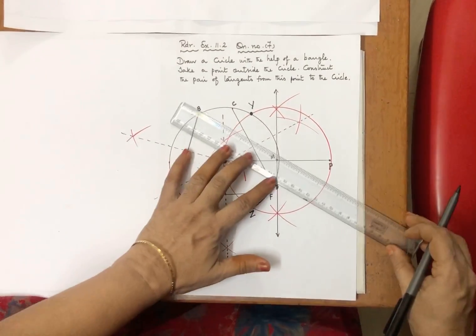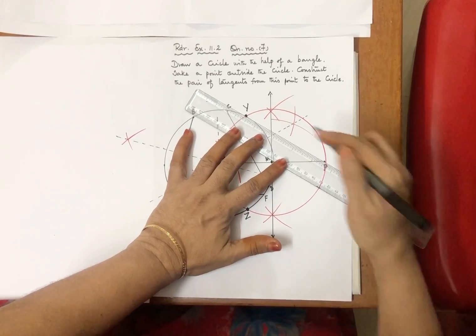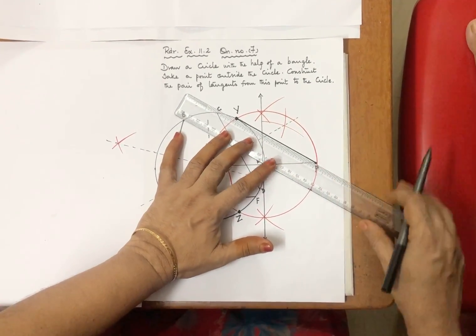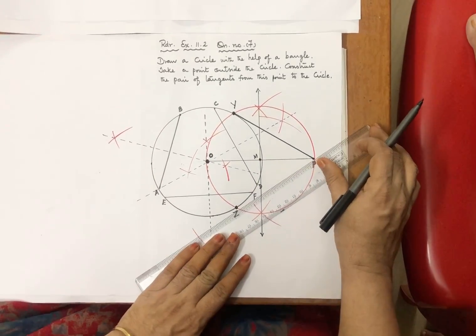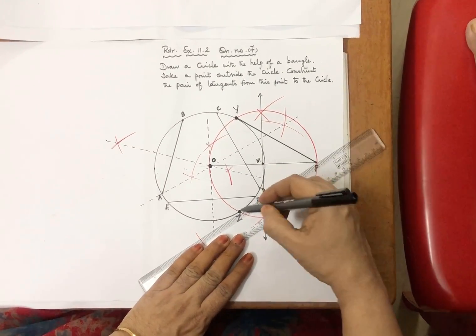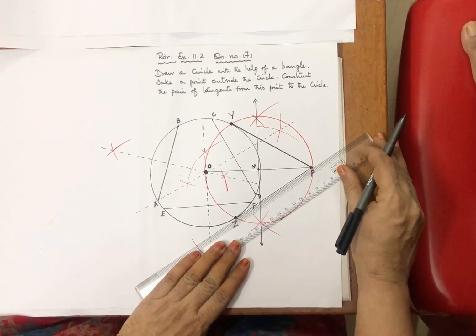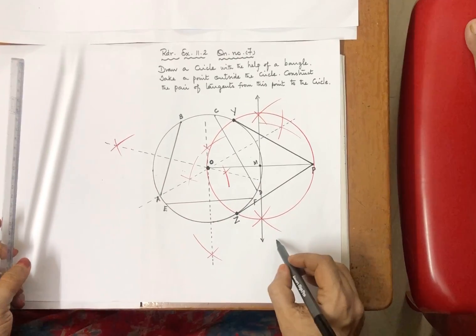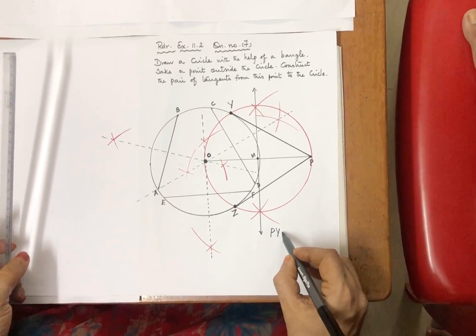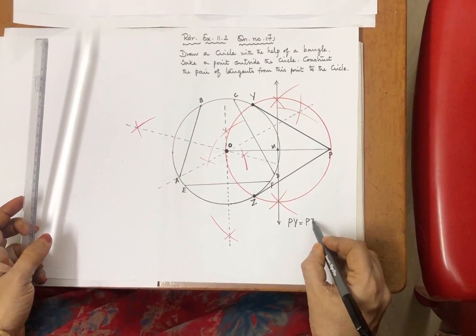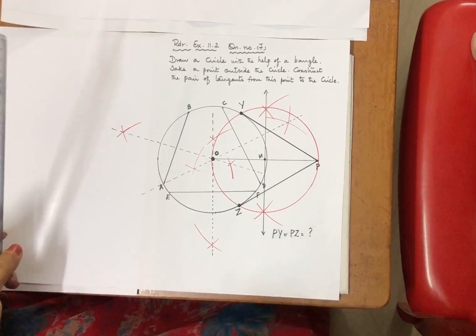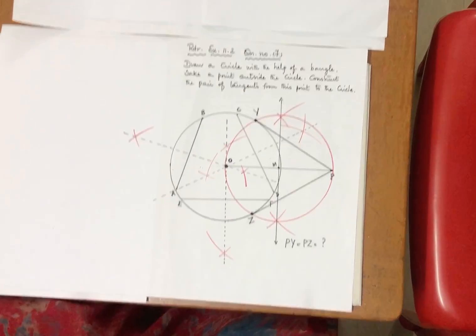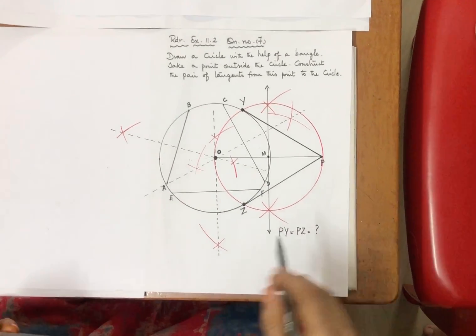Okay, now join P with Y, and P with Z. Now what should I do? I should measure PY and PZ using scale and pencil and check whether they are the same.